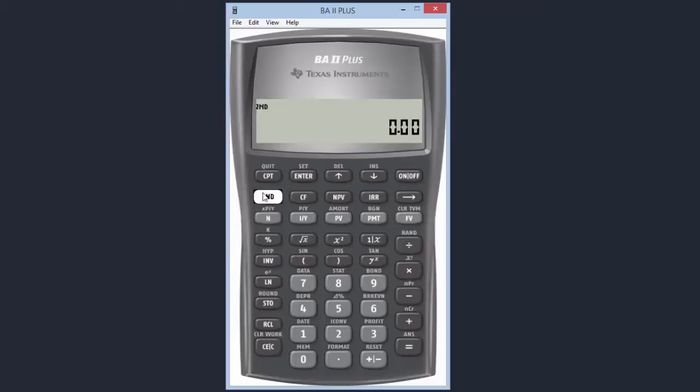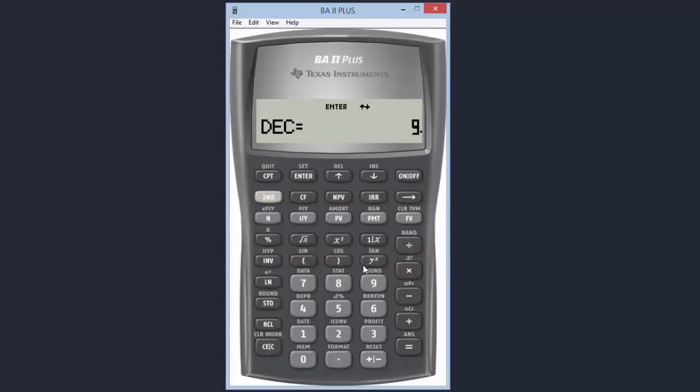We want to hit second. The decimal point, which says format above, up here it now says decimals equal. Right now it's set for 2. We want to set for 9. Enter. Why do we pick 9?